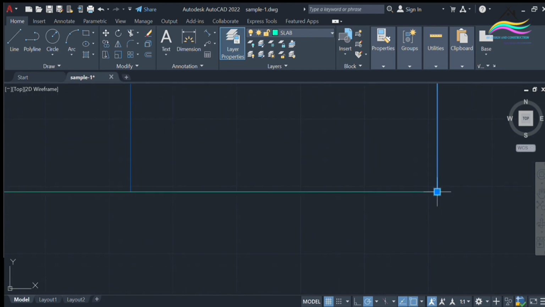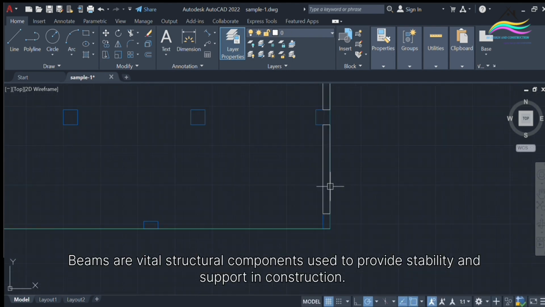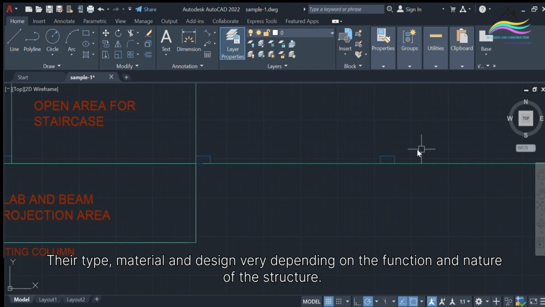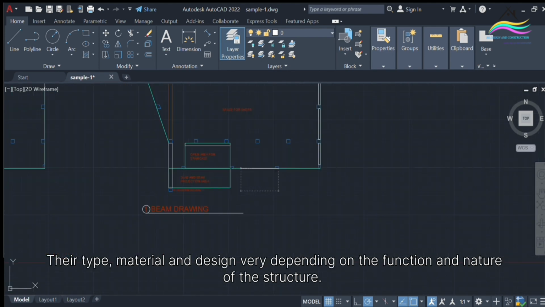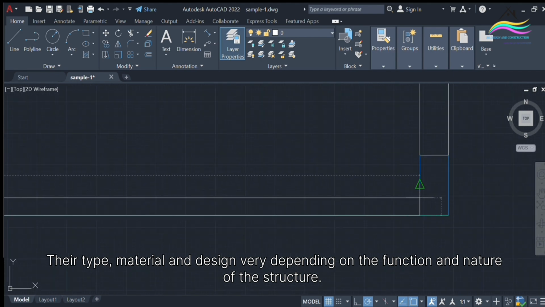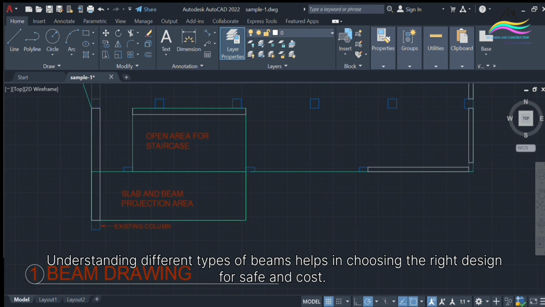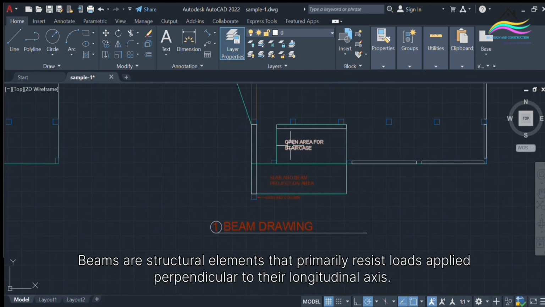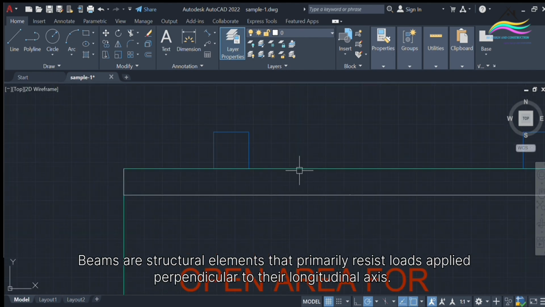Conclusion. Beams are vital structural components used to provide stability and support in construction. Their type, material, and design vary depending on the function and nature of the structure. Understanding different types of beams helps in choosing the right design for safe and cost-effective construction.